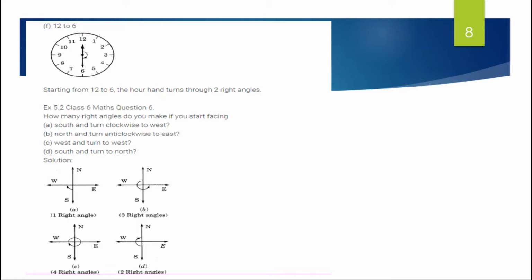When you are starting from south and you turn clockwise, you will be reaching west. You will be moving only one right angle. When you are starting from north and turn anti-clockwise, look at the figure where the anti-clockwise direction has been shown. In that, it will be covering three right angles.